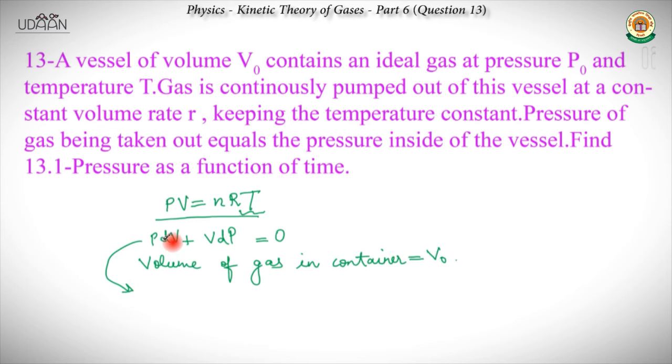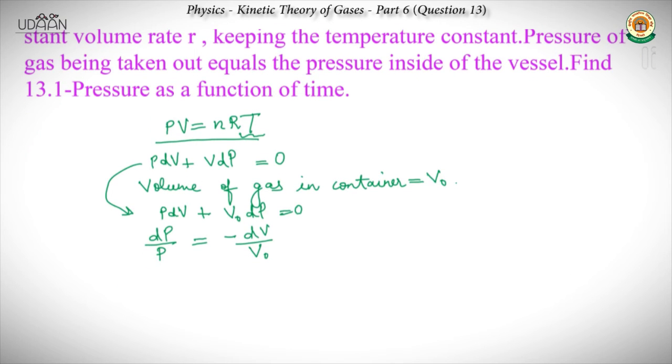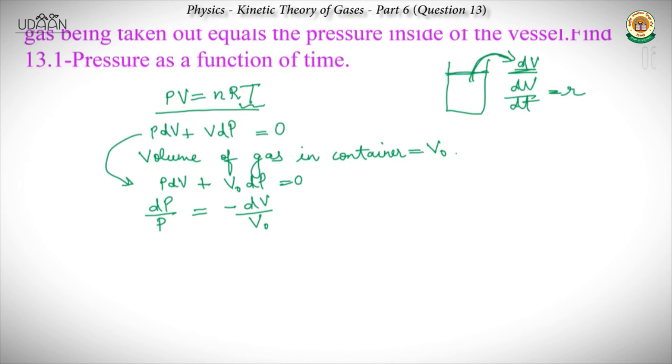So we substitute this into the differential equation. We have PdV plus V0 dP equal to 0. So dP by P equals minus dV by V0. Now see, this is PdV plus VdP. So we might think, because the volume is constant equal to V0, why are we taking this differential? Why not just put V0 here? It is because we have a particular container, and in that the change in volume is very small, because we are taking out the volume in small steps of dV, such that dV by dt in the particular time is equal to R. That is why just a small change is there, but no appreciable change. So this is the differential.